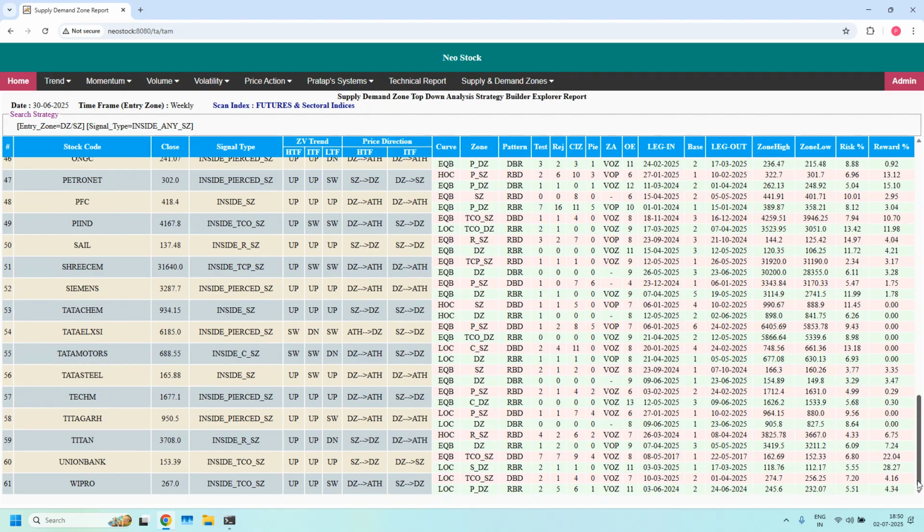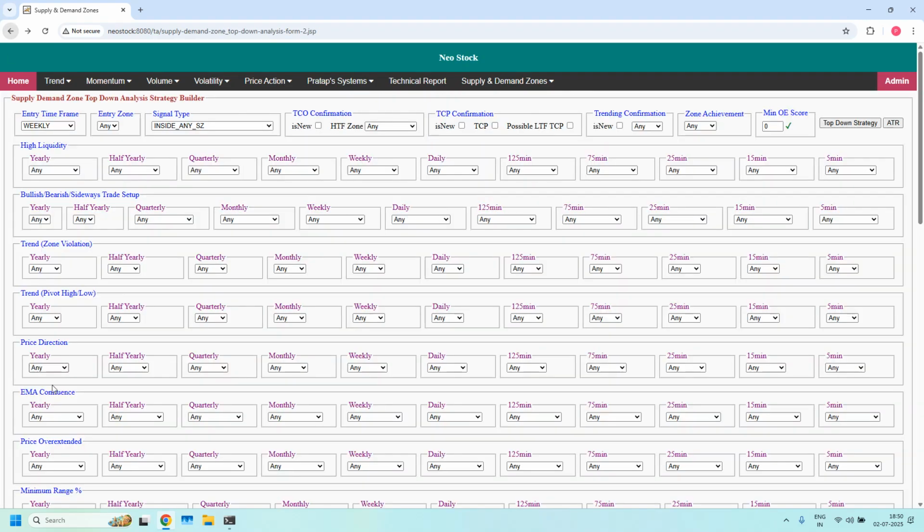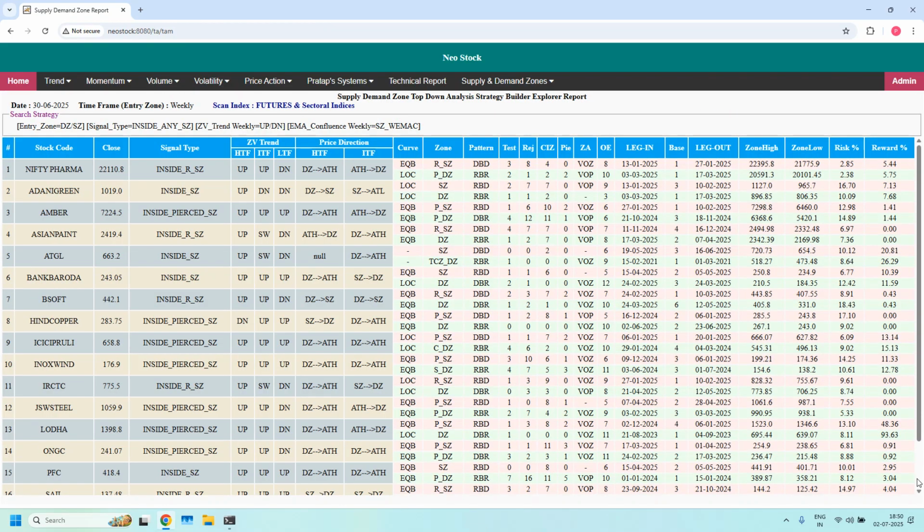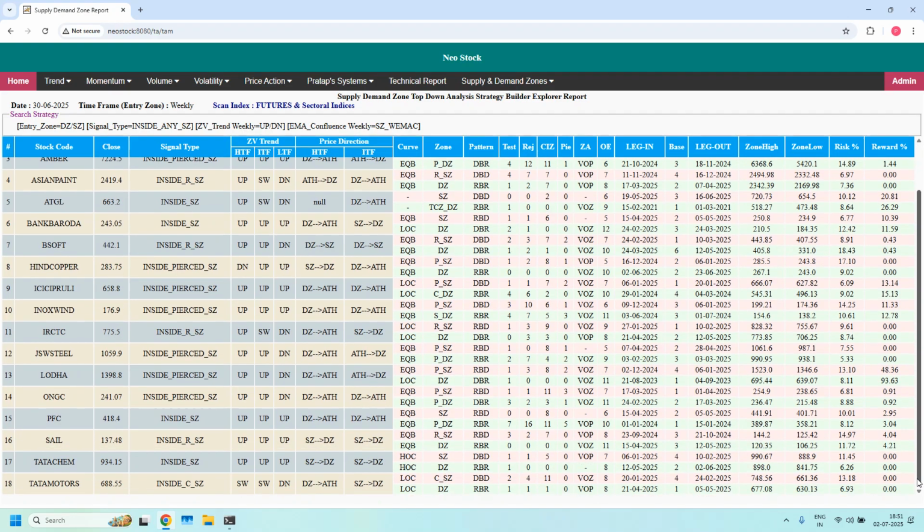We can further filter this list based on weekly supply zone having weekly EMA confluence, and also trend on the weekly should not be sideways. It can be up or down. With these filters, now the list is reduced. First 15 stocks in the list. Scrolling the list down. Total 18 stocks are filtered. So this is about the weekly time frame.